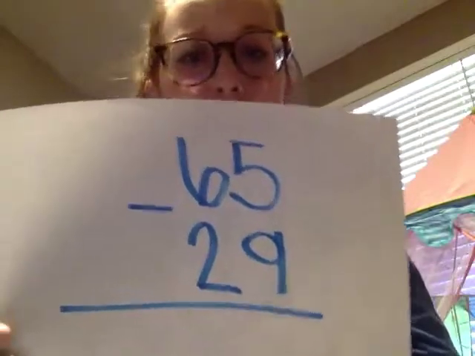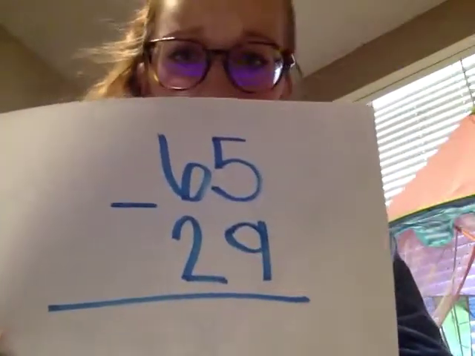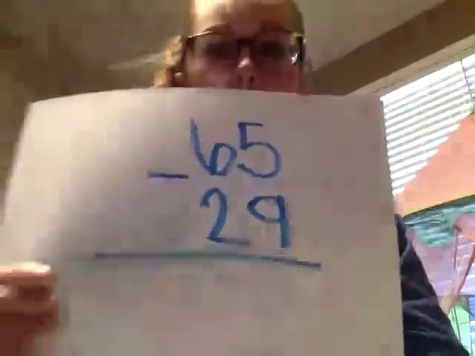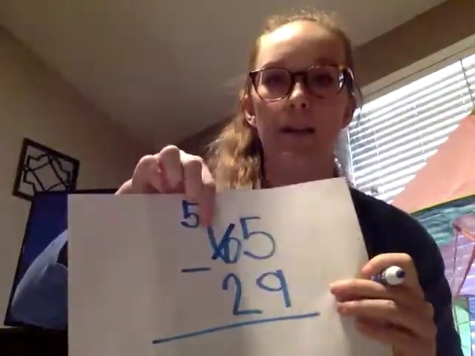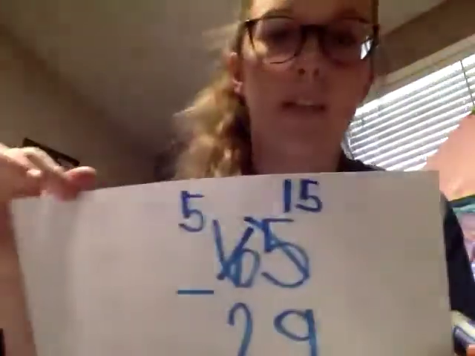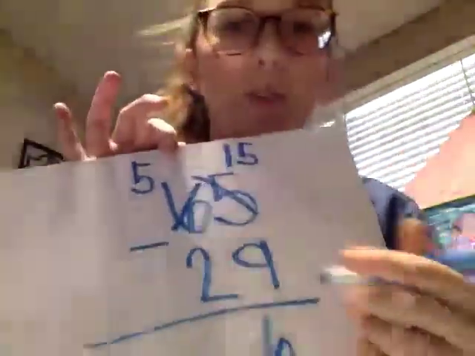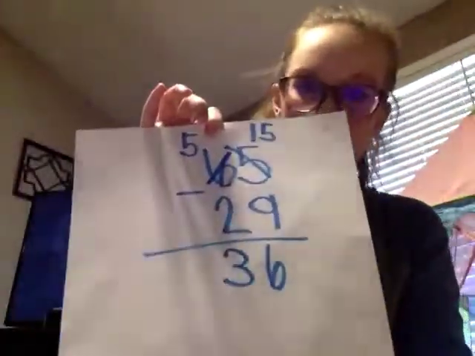5 minus 9. If I had 5 things, could I give 9 away? No. So I need to go next door and borrow 10 from my neighbor. So I'm going to go to my 6. I'm going to mark it out, put it at a 5, and I'm going to take the 10 I just took from my 6 and add it to my 5, making my 5 15. 15 minus 9, 6. 5 minus 2, 3. So my answer to this problem would be 36.